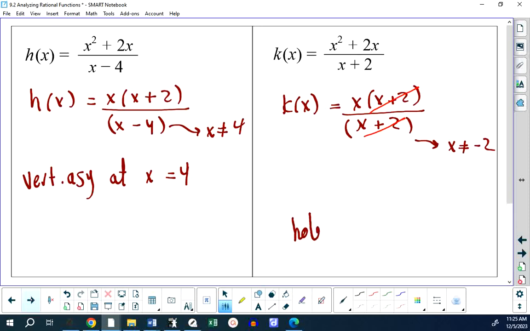This time I will write the word hole. It will be at negative 2, comma, some y coordinate that doesn't exist. So don't forget, this is not a point on the graph. It's a point that's not on the graph.